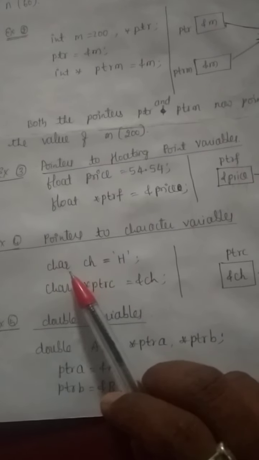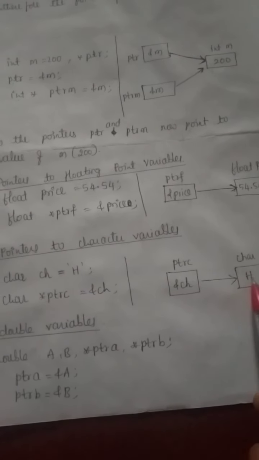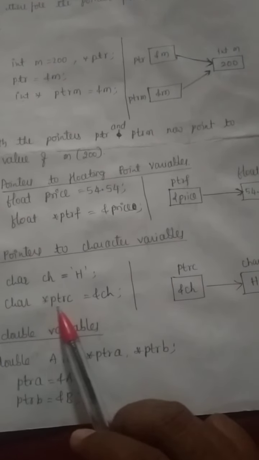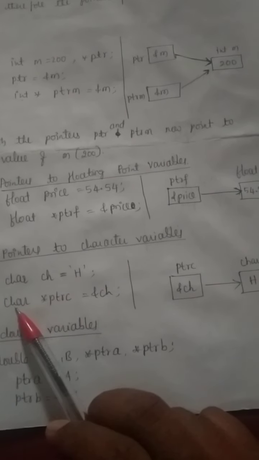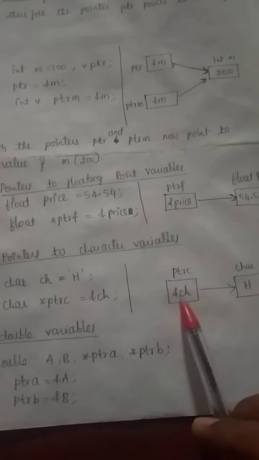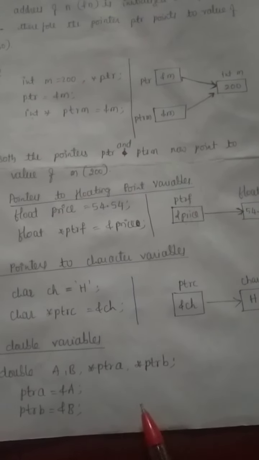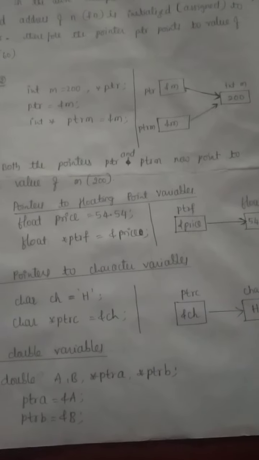In the same way, we can have character pointer variables. Character ch is equal to h, and character star ptrc, a pointer of type character, which holds the address of ch. This is also pointing to the same location. So these are all some different types of pointer declarations.